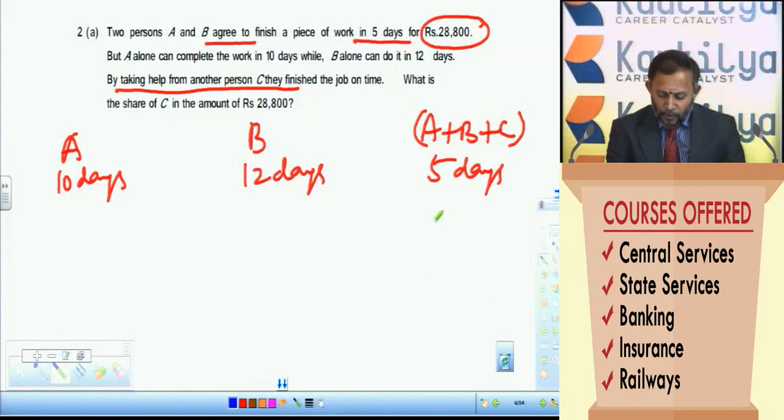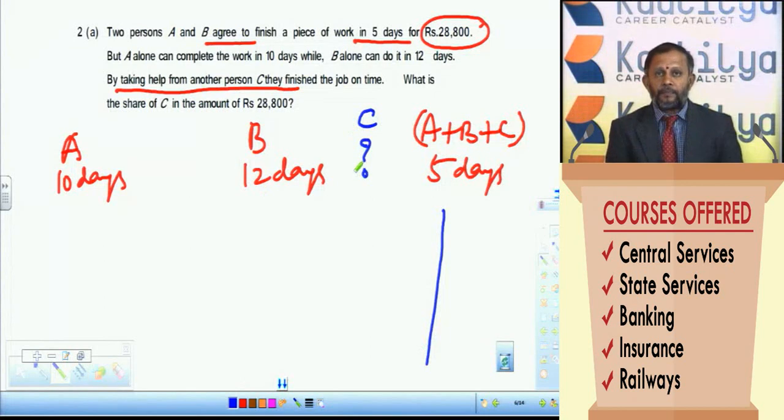So before going to the problem, we have to recollect the concept. Here A can do the work in 10 days, B can do the work in 12 days, but in how many days C can do the work is not given. If suppose C can do the work in 2 days, we can take all these into consideration. But here, C's time is not given. So first of all you have to calculate what is the time required by C alone.